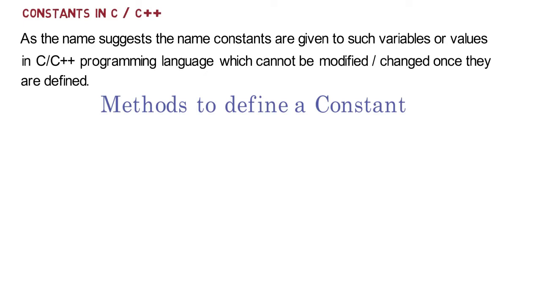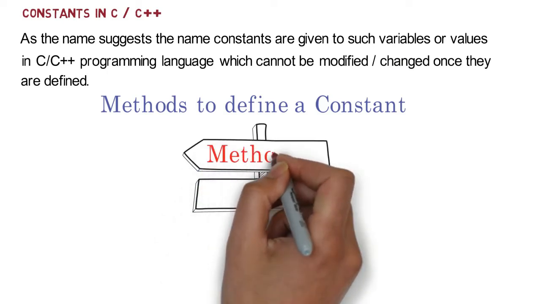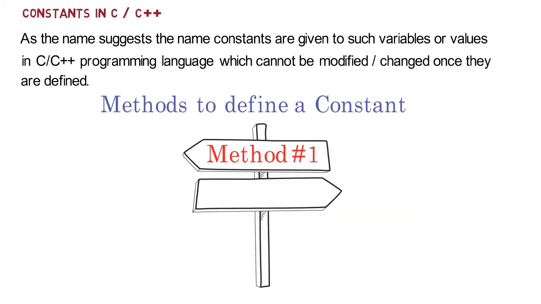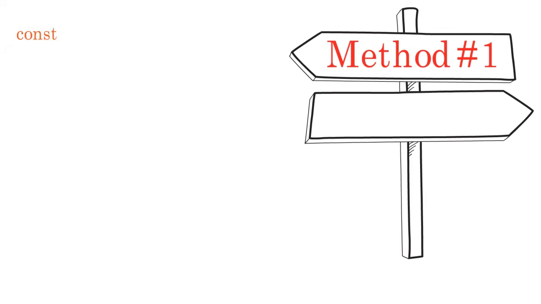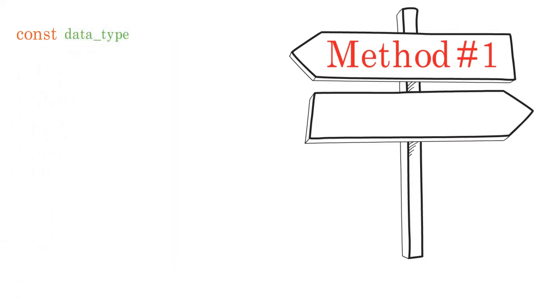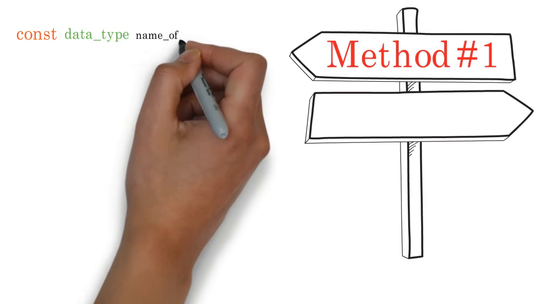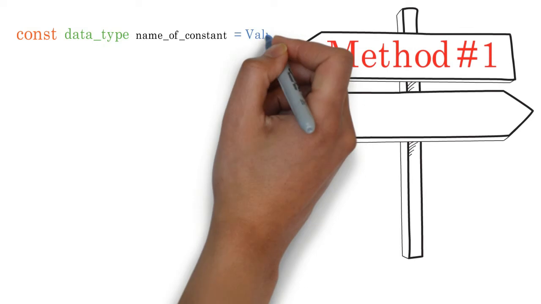Now, how to define a constant? In C or C++ programming language, we can define constants in two different ways. The first method is by using the const keyword. Const is the keyword for constant. We have to write this constant in the main function. Syntax is const, space, data type, space, the name of the constant, equals to the value for the constant which we are going to use throughout the execution.